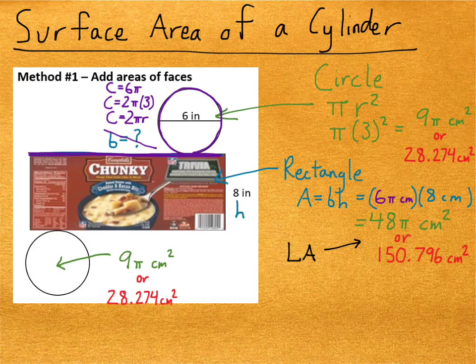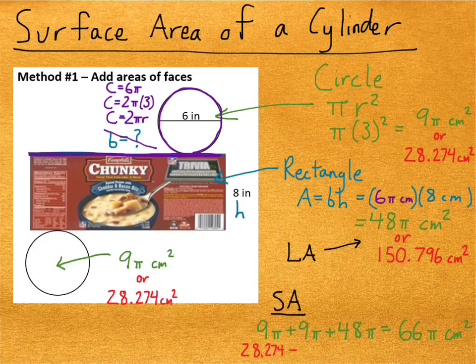So that right there is the lateral area of the cylinder, because there's only one lateral shape. That's the rectangle. Now, for the total surface area, I would add all the areas of the different shapes on the net. So that would be 9 pi plus another 9 pi plus 48 pi. That's 66 pi. I could also add the decimal versions to get 207.345 square centimeters. You could get the same decimal version by typing 66 pi into the calculator as well. So that's just based off of adding the areas of all the different faces on the cylinder.